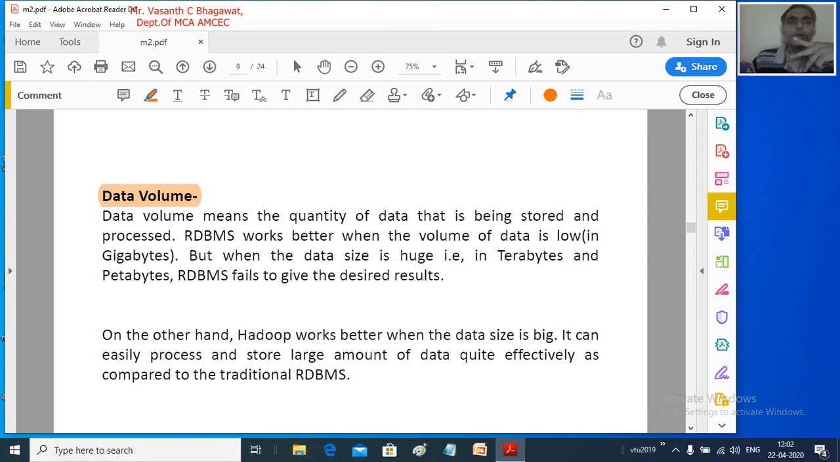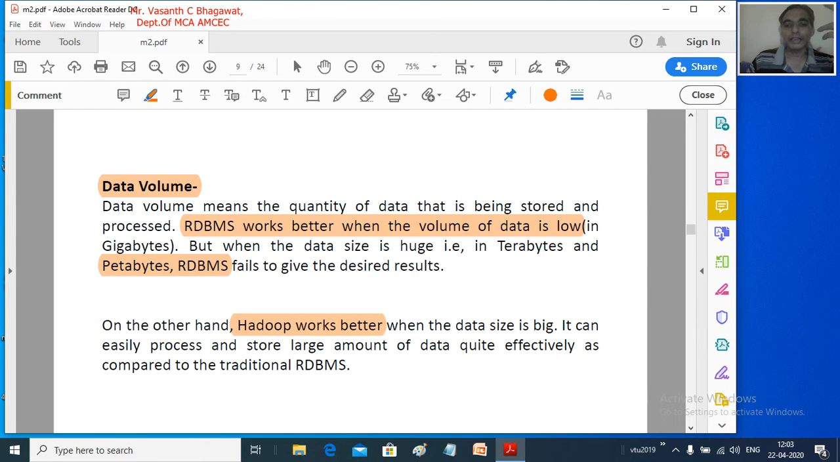Now when you go to your RDBMS, RDBMS is very good when working with a low amount of data, that means when your data is very small. When your data is in terms of gigabytes, good, RDBMS is perfect, it is very fast, you can go with that. But as your data increases, when you are talking of terabytes or petabytes of data, then RDBMS is not a good answer for us. So we go for Hadoop, because Hadoop works better than RDBMS with respect to huge data. The efficiency becomes very good with Hadoop. So the first feature is the data volume.